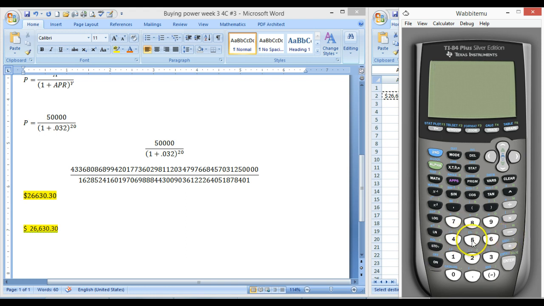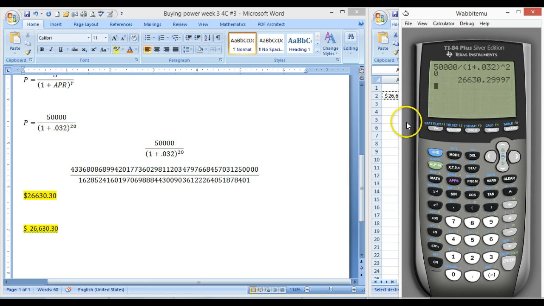So now I'm going to plug in. I can either type with my mouse or my number pad. 50, and sometimes you have to go slow when you're typing it in. Divide by, so I'm using my number pad down here, or I can, of course, use my mouse. And I'm going to do parenthesis 1 plus 0.032, close parentheses, and I have my caret over here, raise it to 20 years, press Enter. There we go. Sorry, it took a little bit to get that up, and there's our answer: $26,630.30.